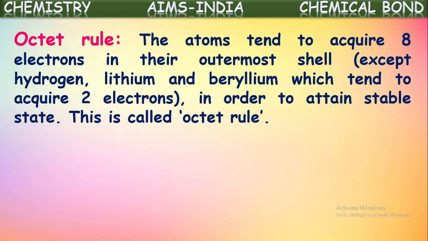Now let us see the octet rule. The atoms tend to acquire 8 electrons in their outermost shell, except hydrogen, lithium, beryllium, because they attain the nearest stable configuration, duplet configuration. Okay, in order to attain a stable state, this is called the octet rule. So all the elements except noble gases will try to attain 8 electrons in their outermost shell and hence they become more stable. This attaining of 8 electrons in the outermost shell is called the octet rule.